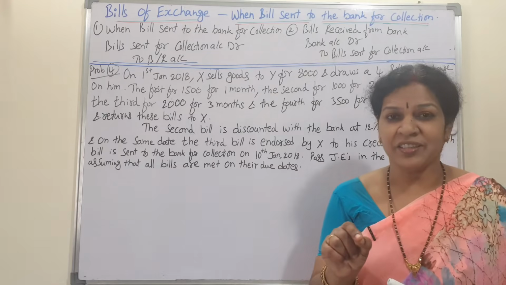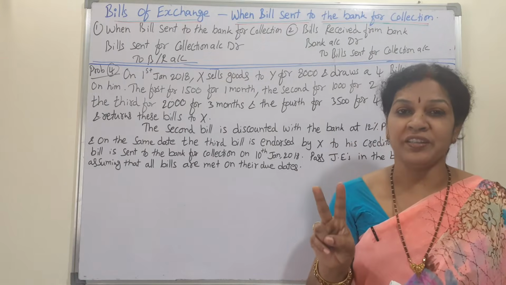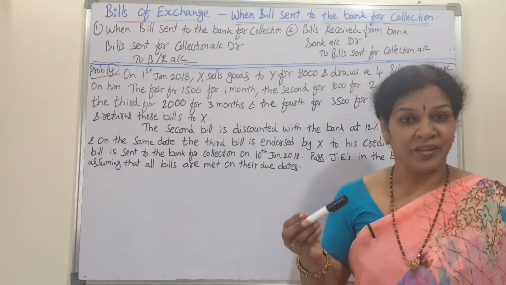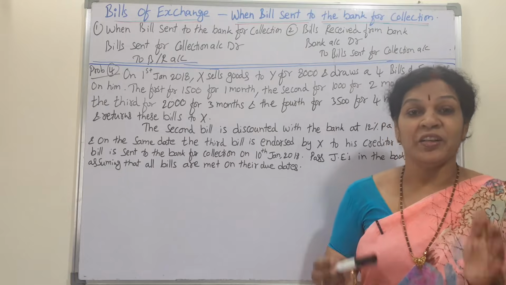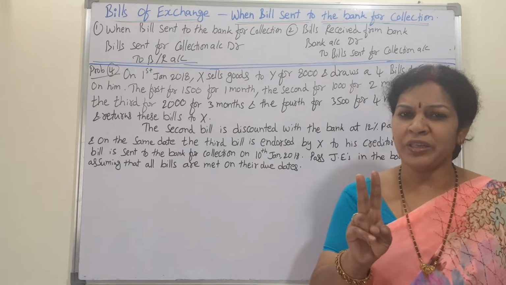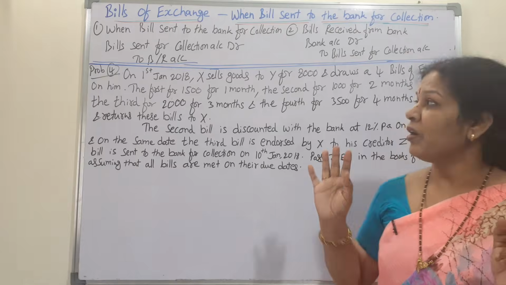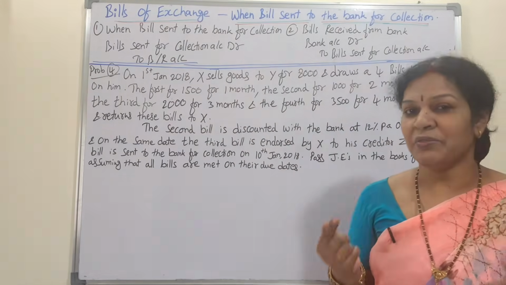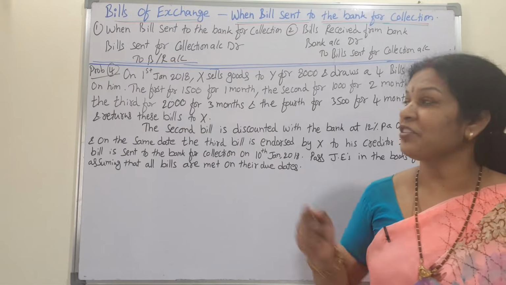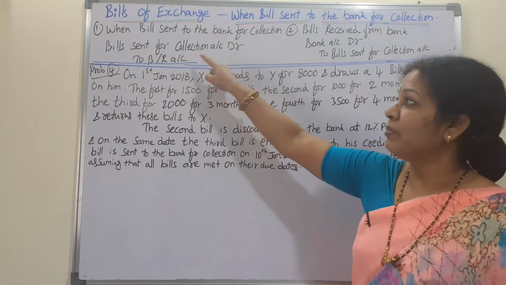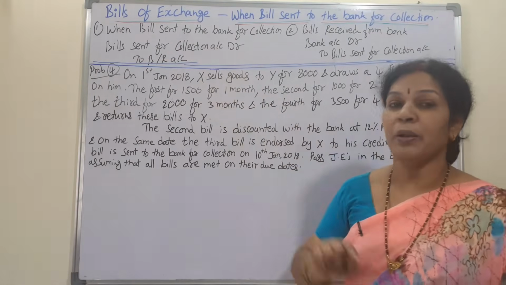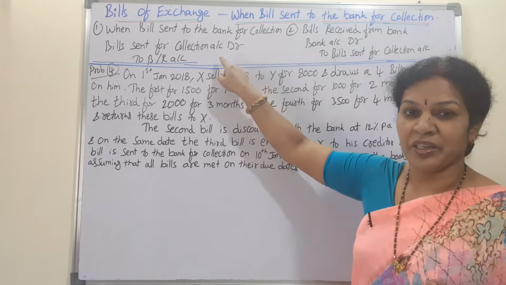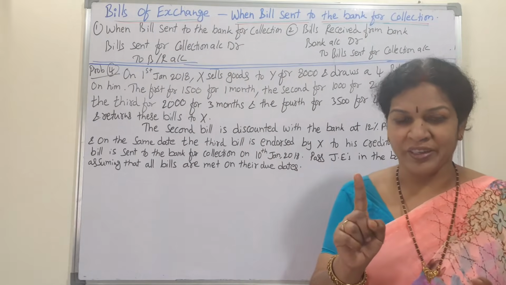In this case you will find only 2 entries in the books of drawer. Drawer means seller, or you can say creditor. That is the only difference. So what are those entries? The first one is when the bill is sent to the bank for collection. Bill sent for collection account to bills receivable account, one entry.